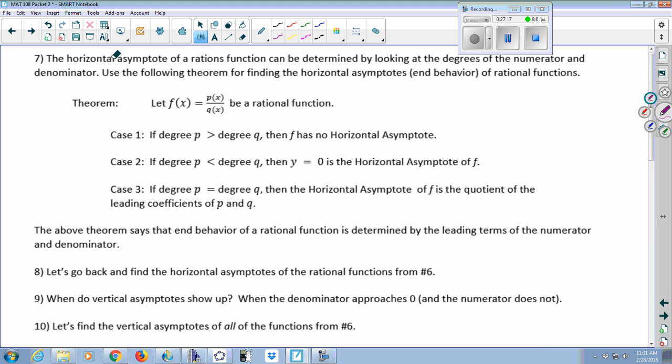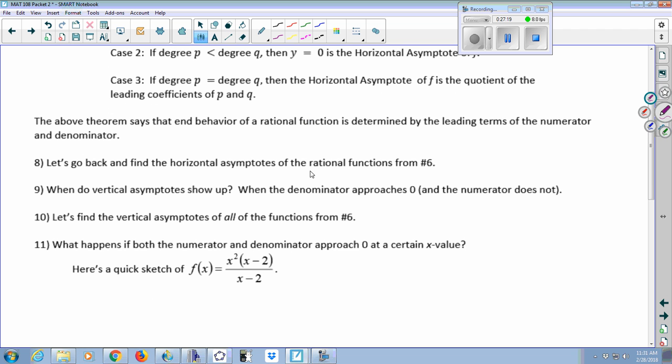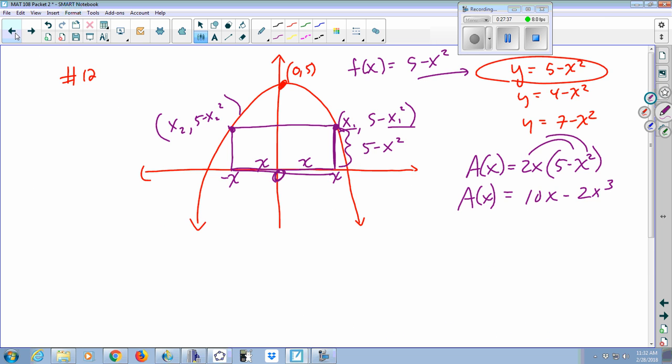Now, vertical asymptotes, when do they show up? Vertical asymptotes may show up when you find a value of x that makes your denominator 0. Okay, that's when they may show up, but not always. So let's take a quick look back here at some of these examples again.